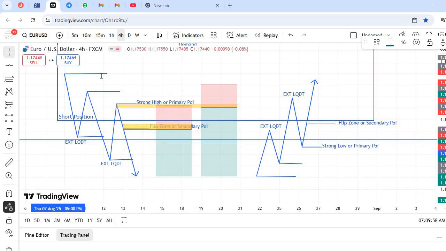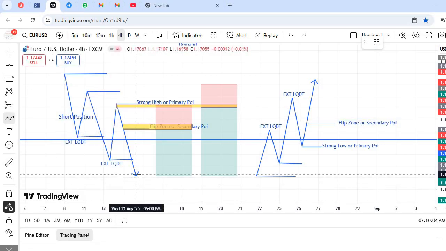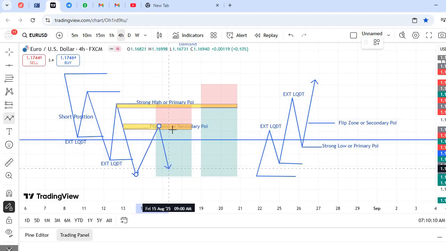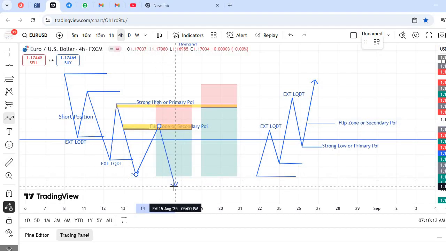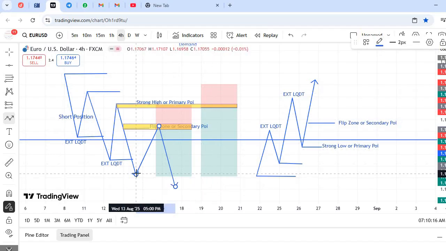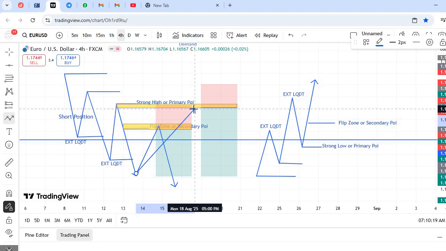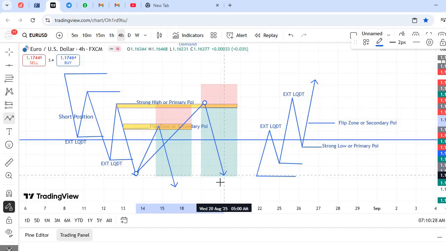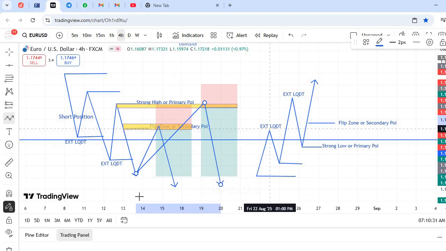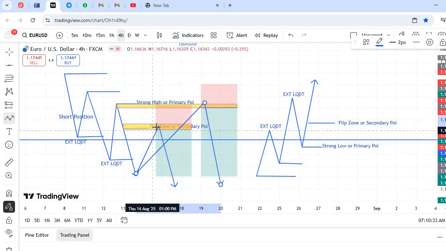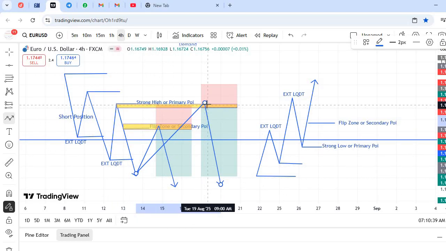So what this means is that once price traces back, either price gets here to the flip zone, then it gives us a bearish intent so that we can sell, or price gets to this strong high and gives us a bearish interest so that we can sell. So these are my anticipations. Understand? It's either price gets to the flip zone and gives us a bearish interest and we sell from there, or price gets to the strong high.